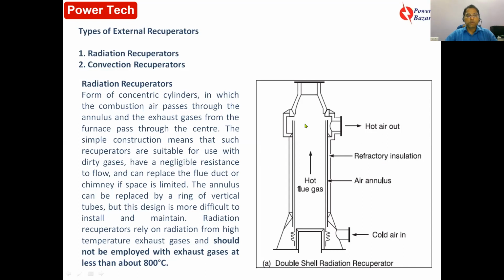And if you have some space constraint, you can replace the flue duct or the chimney by utilizing these radiation recuperators. So even if the space is limited, you can utilize radiation recuperators. Sometimes it can be reversed also, and it should not be employed with exhaust gases at less than about 800 degrees Celsius. So normally, it is employed for exhaust gas temperatures above 800 degrees Celsius. So this is a double cell radiation recuperator.